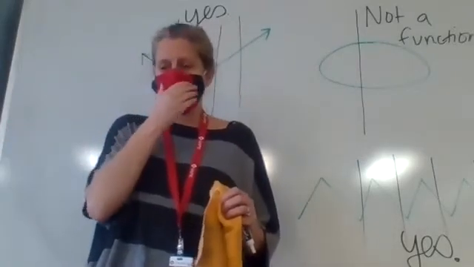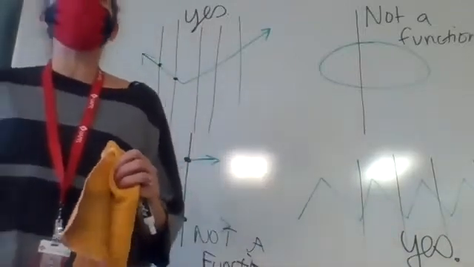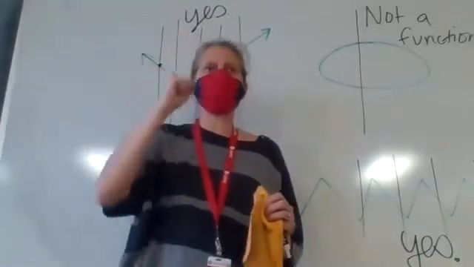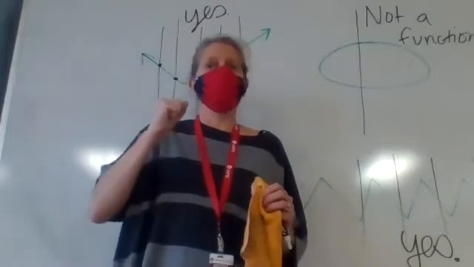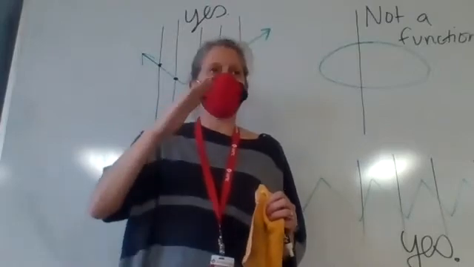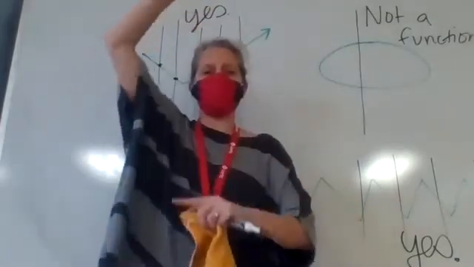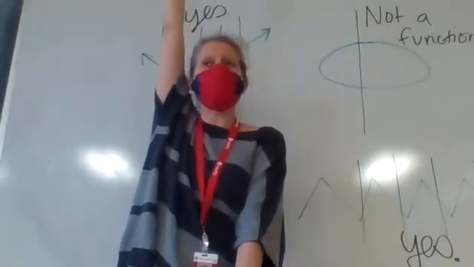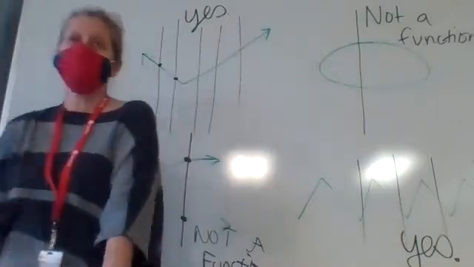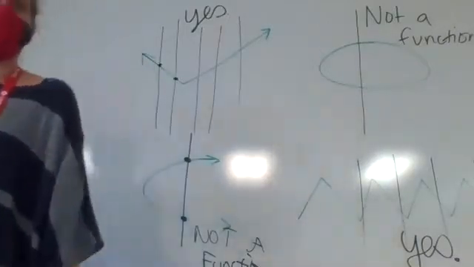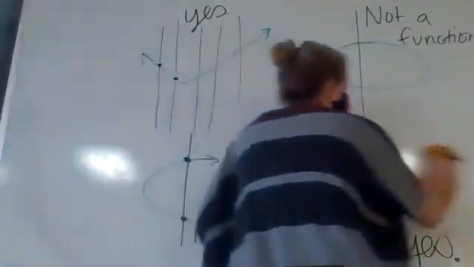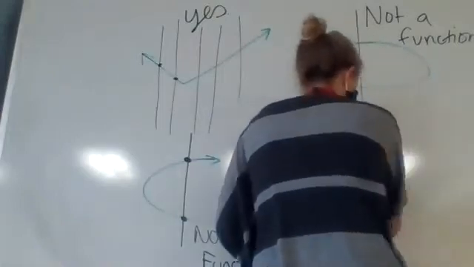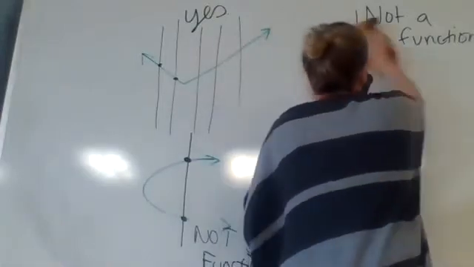Your range is your y values. Or if it's a continuous graph, your y values tell you how far up and down your graph goes, right? That's what y values tell you, how far to go up, or if it's negative, how far to go down. So let's look at the first one, okay?